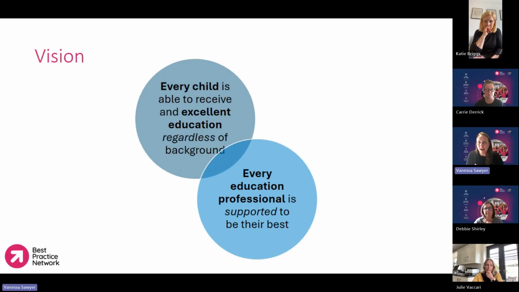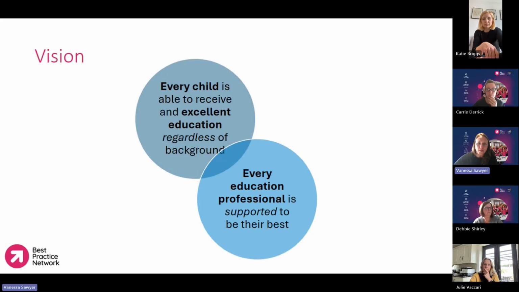Our vision being around the child being able to receive that excellent education regardless of background, and that every education professional will be supported. So all professionals are supported working across, within, and our partnership as well to be the very best.